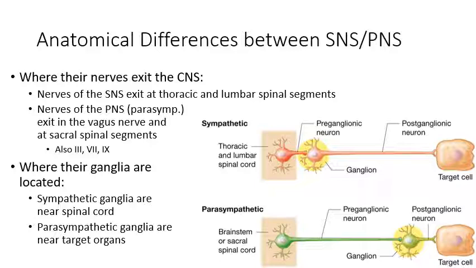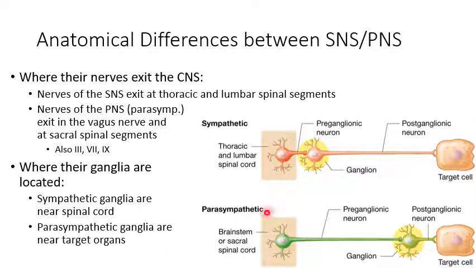They're going to exit the central nervous system at different points. For the sympathetic nervous system, nerves are exiting from the central nervous system at the thoracic and lumbar spinal nerves. For the parasympathetic nervous system, its nerves are exiting in the sacral spinal cord and also certain cranial nerves, mostly the vagus nerve, but you also have a few axons for the parasympathetic nervous system that are exiting along nerves 3, 7, and 9.